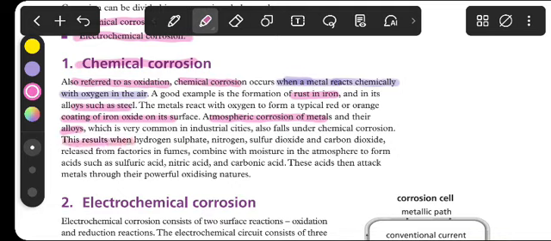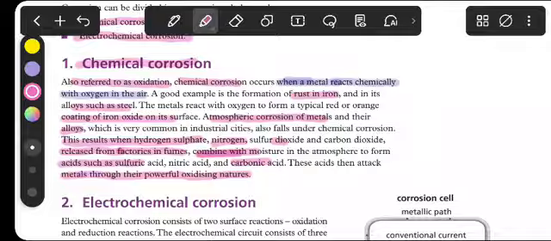This results when hydrogen sulfide, nitrogen oxides, sulfur dioxide, and carbon dioxide are released from factories. They have something like chimneys, right? Combined with moisture in the atmosphere, they form acids such as sulfuric acid, nitric acid, and carbonic acid. These acids then attack metal through their powerful oxidizing natures. All right, that is what we know.